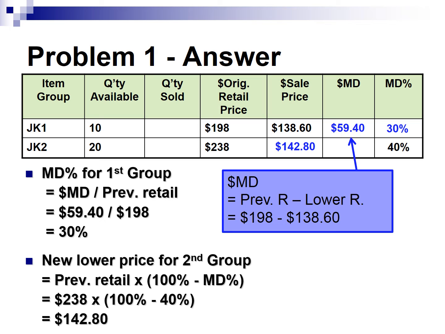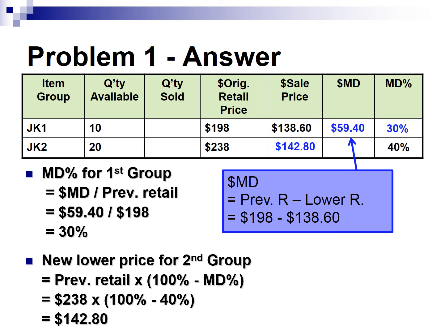Some of you might have calculated markdown dollar first for the second group, so that would be 40% of the original retail price, $238 times 40%, and then subtracted that dollar markdown from the original retail price, $238, to be able to calculate 142.8 for the lower retail price. Either way is fine.